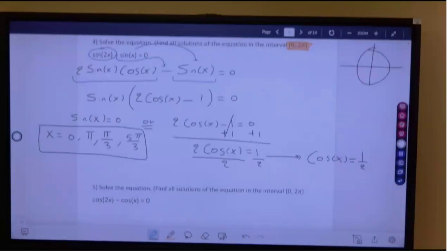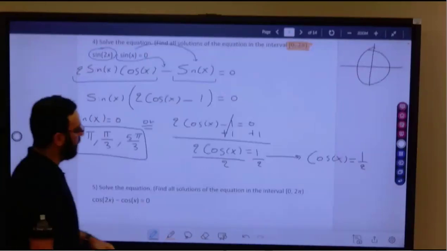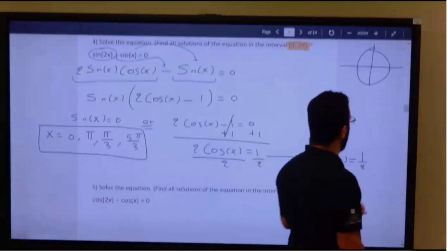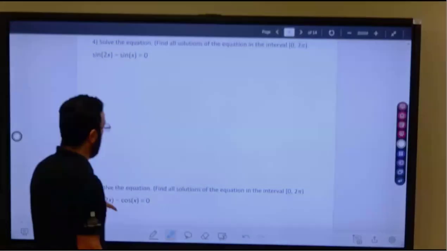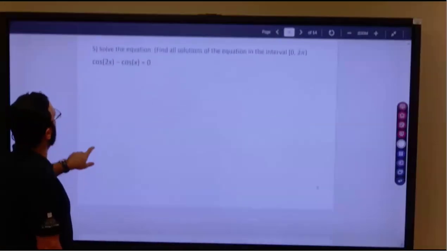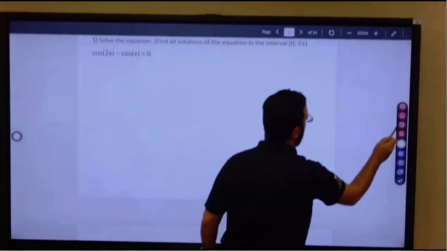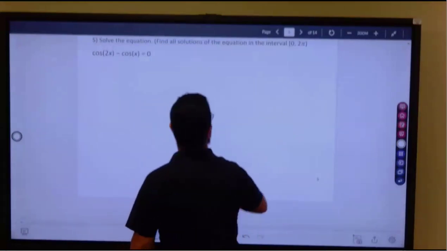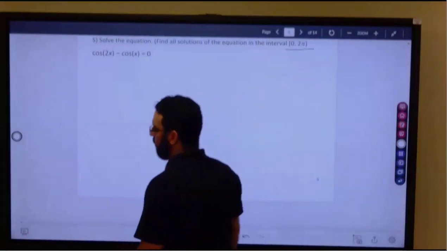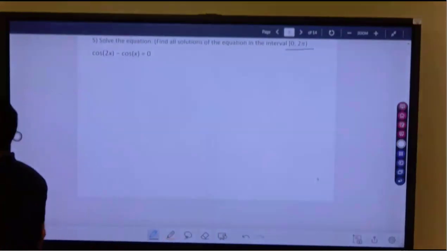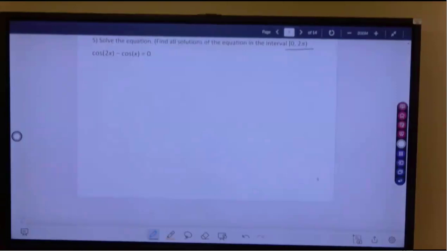Now let's go to the next example, and we're going to do exactly the same thing. Next example, we need to solve the equations, find all the solutions within this interval. So here's the interval between 0 and 2 pi. That means we also need to find the solutions for one circle, so we don't have to add the 2 pi n. Now, if you look at the formula, we're going to do exactly the same thing.